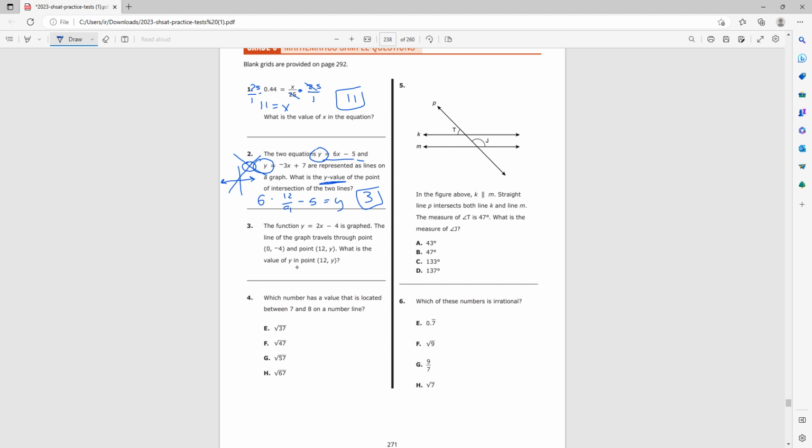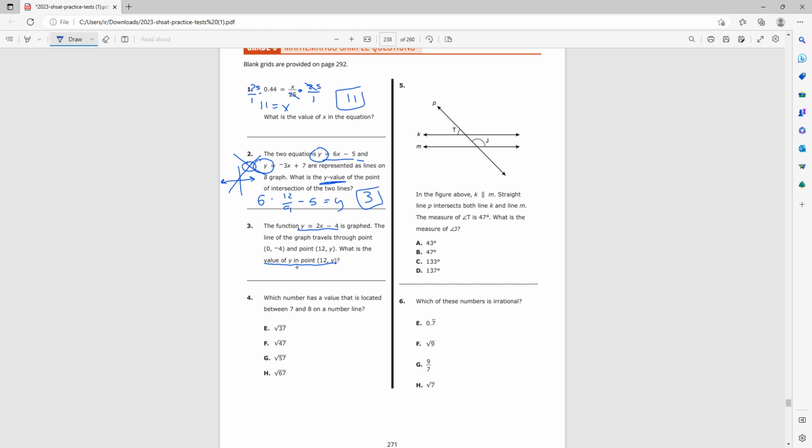Next question, number 3. y is equal to 2x minus 4 is graphed. The line of the graph travels through the point (0, 4) and (12, y). What is the value of y in the point (12, y)? Cool. So we're already given the equation to the graph. And that's a really important part of this question because we're going to have to solve for the y value when x is 12.